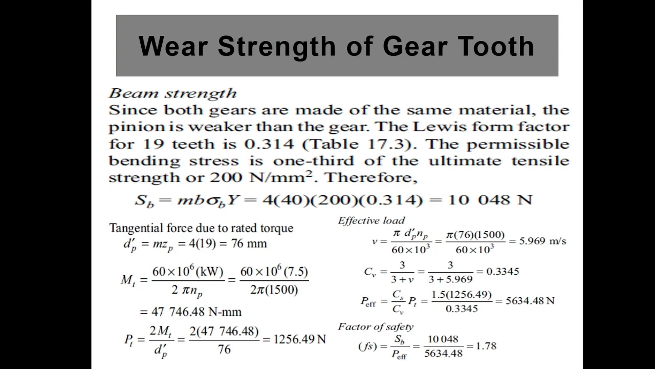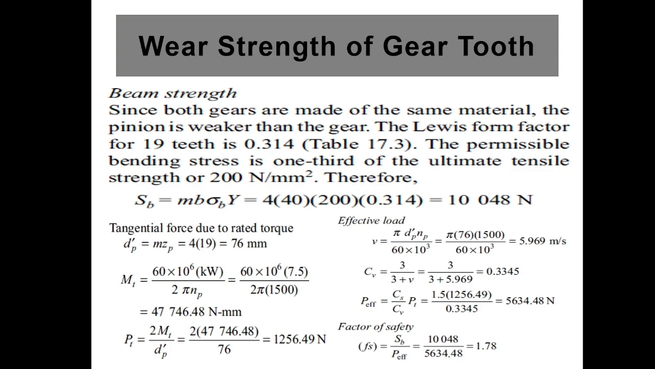Now we can calculate cv, the velocity factor. We design for the dynamic load, where velocity is equal to pi d dash p np divided by 60 into 10 raised to 3. Now we can calculate the velocity, which comes to 5.969 meter per second, which is less than 10. So we get the formula cv is equal to 3 divided by 3 plus v.